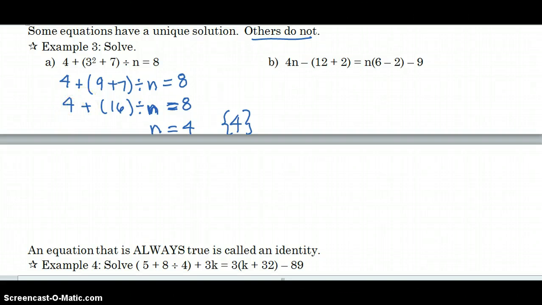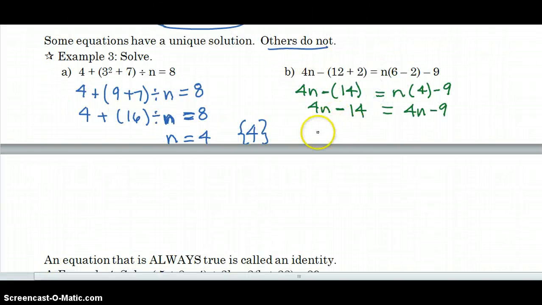Now, in contrast, let's look at example B. I'm going to simplify both sides as far down as I can. So I have a negative, and 12 plus 2 is 14, equals n, and 6 minus 2 is 4, minus 9. So here I have 4n minus 14, and here I'll have 4n minus 9.